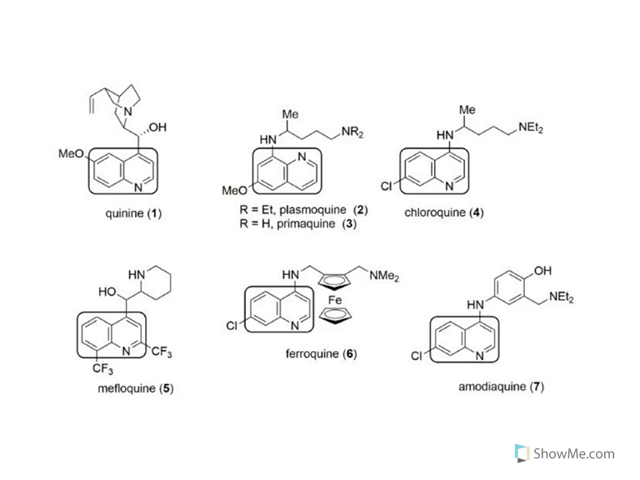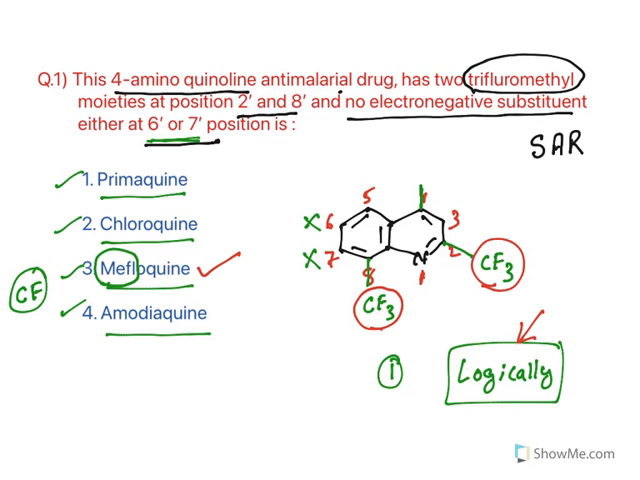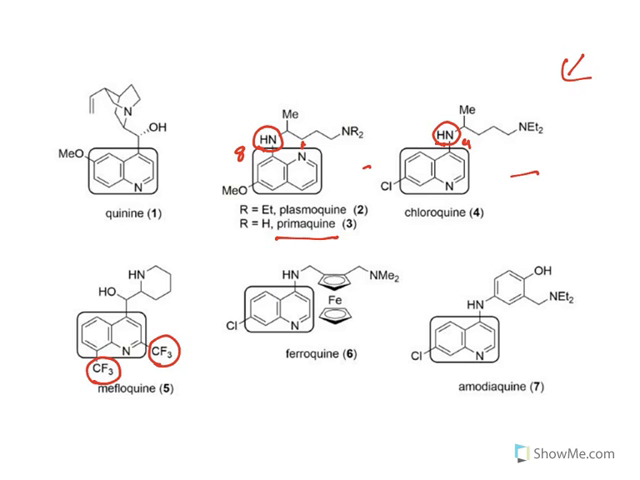Let us see the structures. All of them are anti-malarial drugs which are quinoline derivatives. Now, you have 4-amino substituents, and this one is an 8-amino substituent. The numbering starts from here, so this one becomes 8 and this one becomes 4. Only primaquine, pamaquine and plasmoquine are 8-amino; the remaining, chloroquine and amodiaquine, are all 4-amino. When you see the mefloquine structure, at 2 and 8 positions you have trifluoromethyl substitution. See, 2 and 8. It says at 6 and 7, no electron withdrawing group is there.